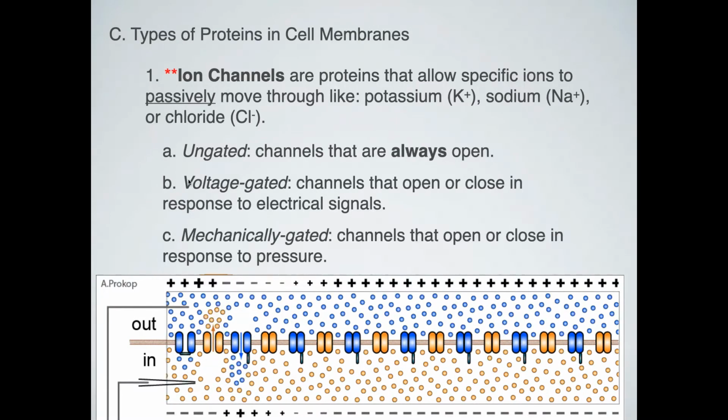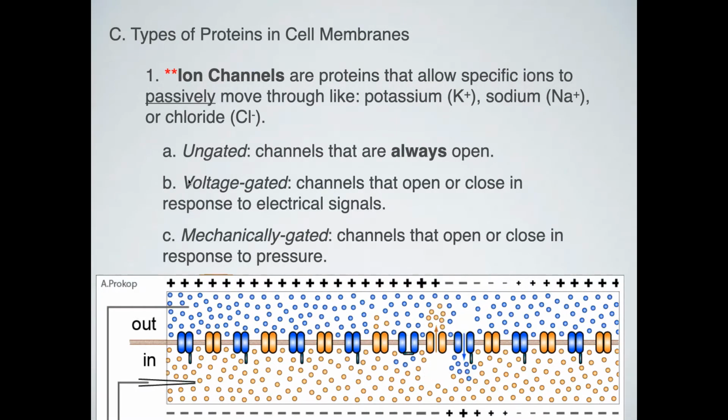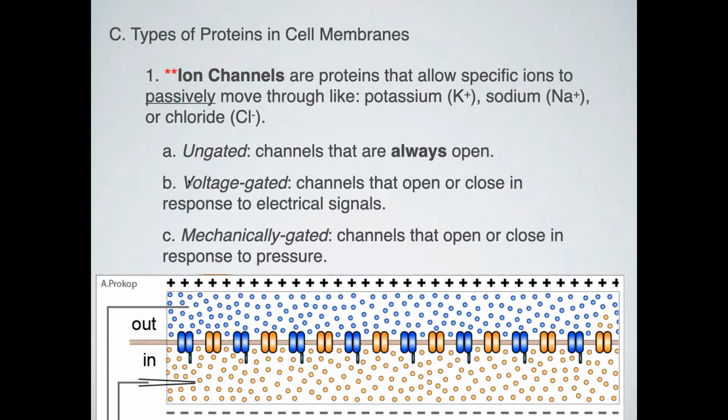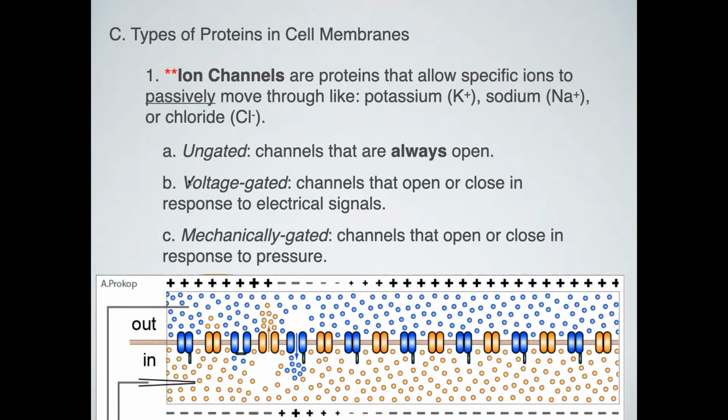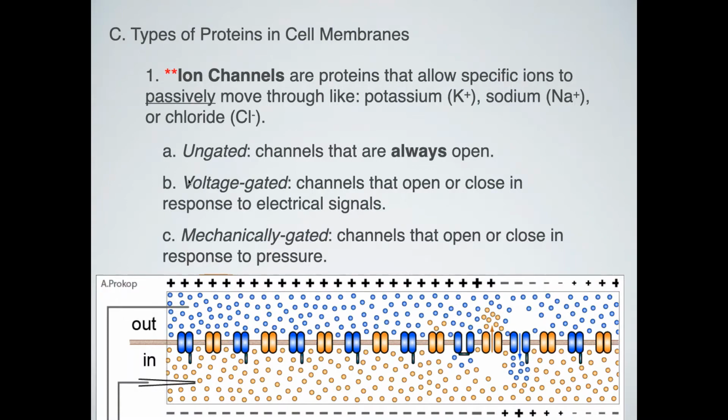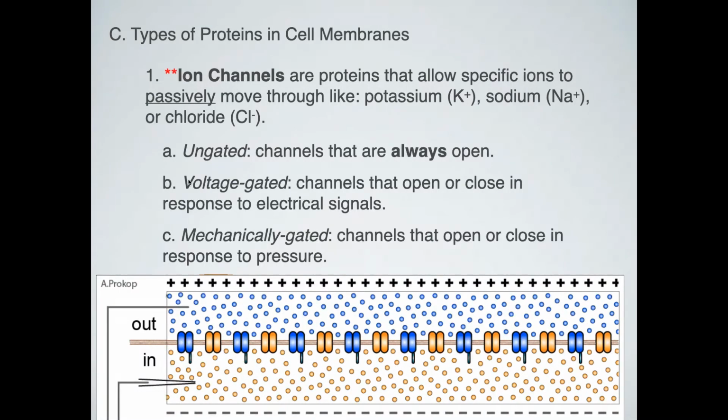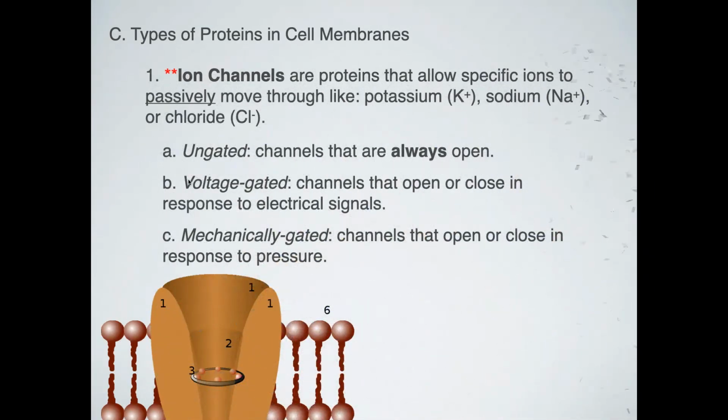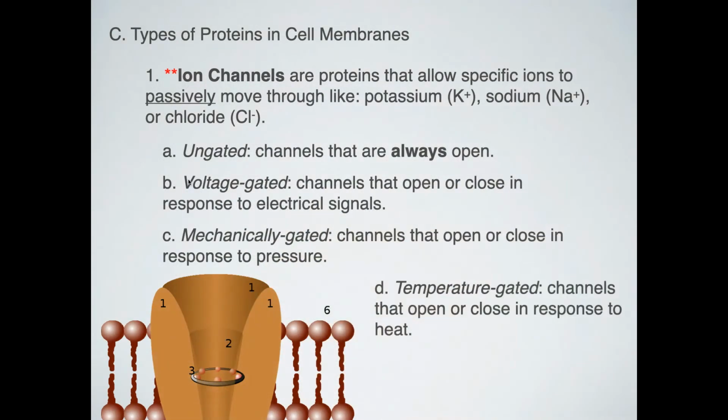There are little hairs in our ear that are picking up pressure, and that's helping us hear and helps us distinguish between tones and stuff. And the last type of ion channel is a temperature-gated ion channel. It's almost exactly the same as voltage, but instead of electrical impulse, we're talking about temperature. So if the temperature hits a certain amount, that's going to open or close the channel in response to that heat or lack of heat.